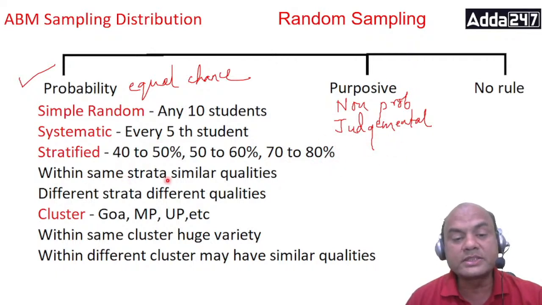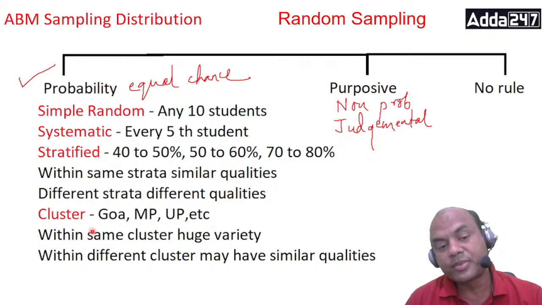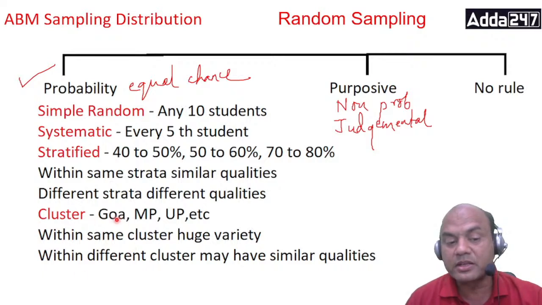So within the same strata, they'll have similar qualities. Within different strata, different qualities. Reverse is the case with cluster. Within the same cluster, there is a huge variety.